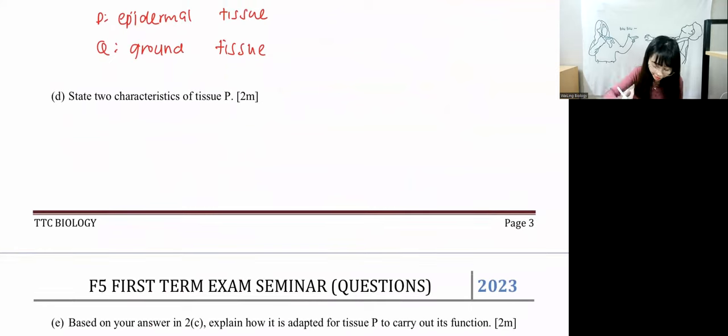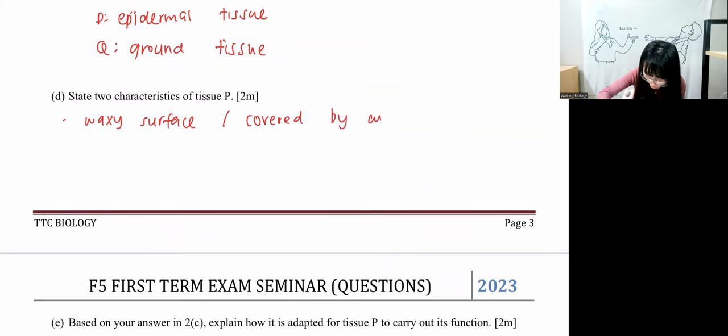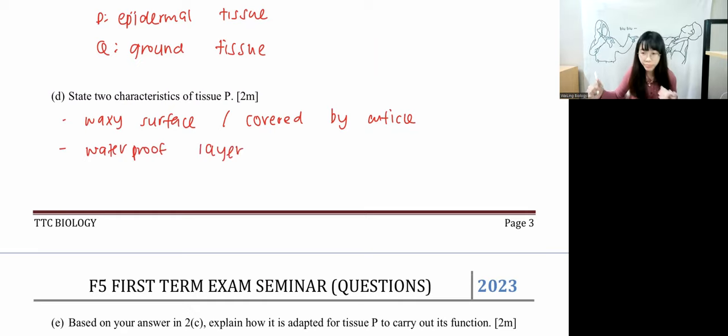So you can see they have a waxy surface, or you can say covered by cuticle. And then you can see waterproof layer. Waterproof layer.